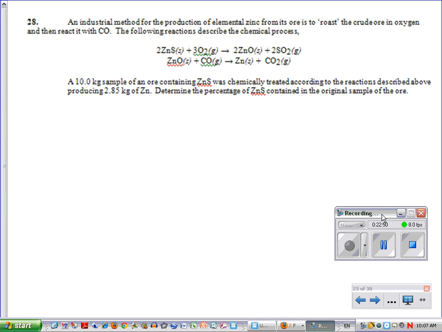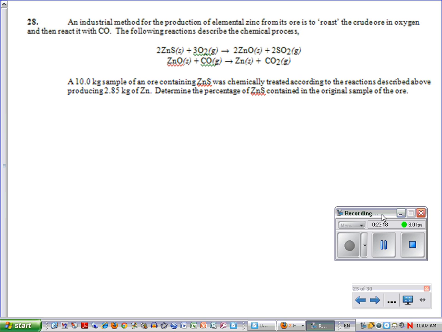All right, an industrial method for the production of elemental zinc from its ore is to roast the crude ore in oxygen and then react it with carbon monoxide. The following reactions describe the chemical process. So this is a two-step process. A 10 kilogram sample of ore containing ZnS was chemically treated according to the reactions above, producing 2.85 kilograms of zinc. Determine the percentage of zinc contained in the original sample.